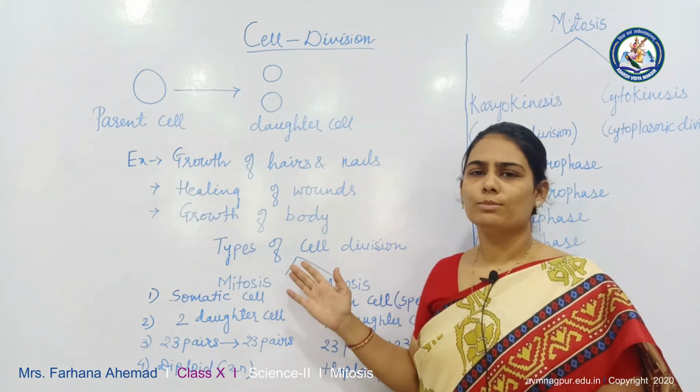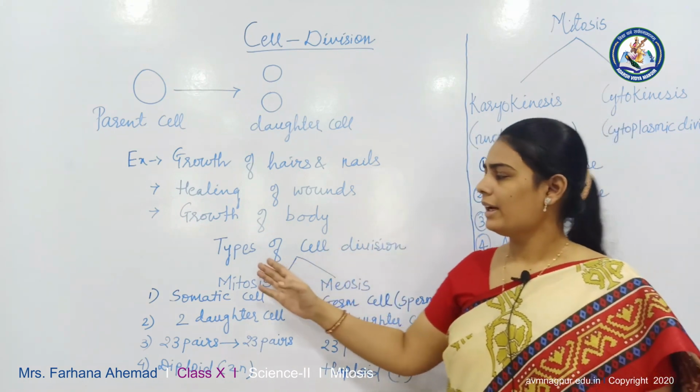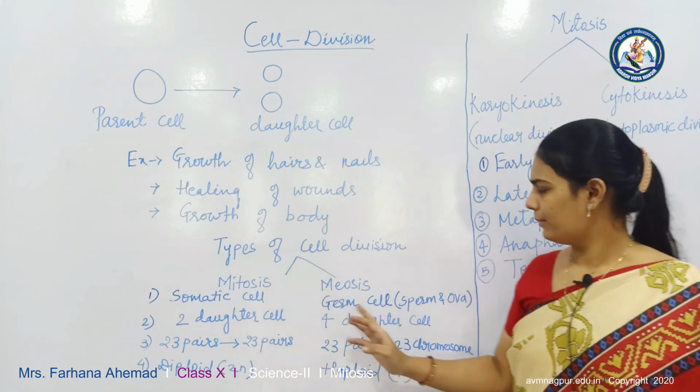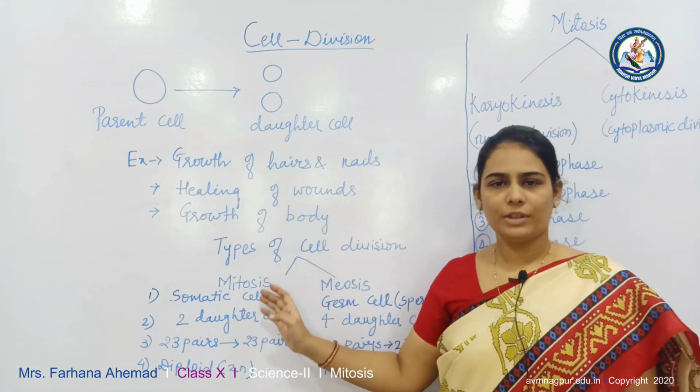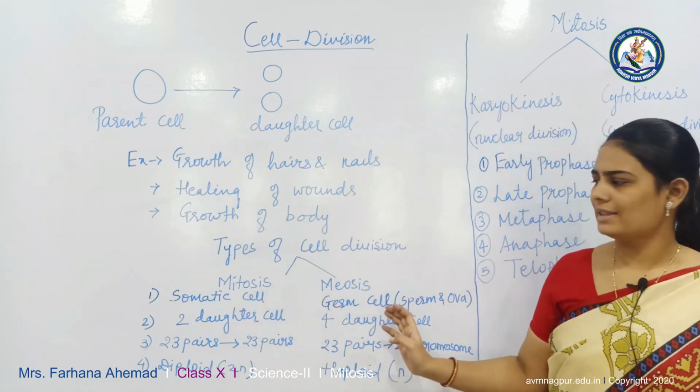Now let's move on to the detailed study of cell division and its types. There are two types of cell division: mitosis and meiosis. Now there are some differences between mitosis and meiosis. What are these differences? Let's see.